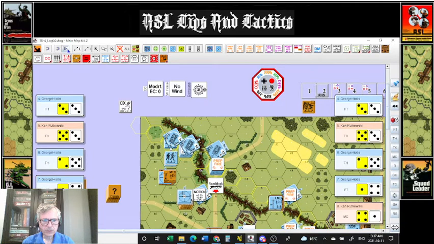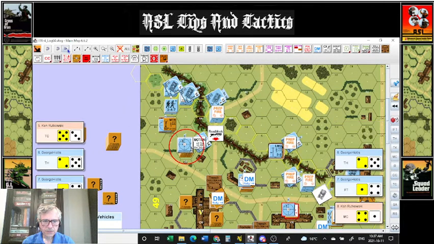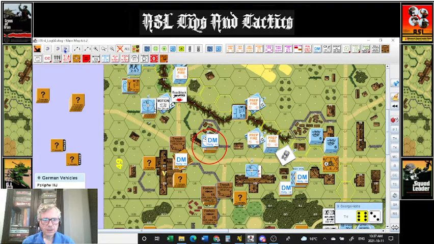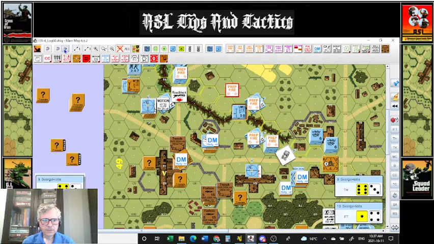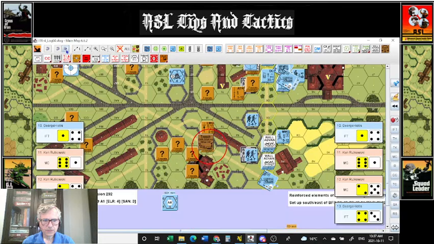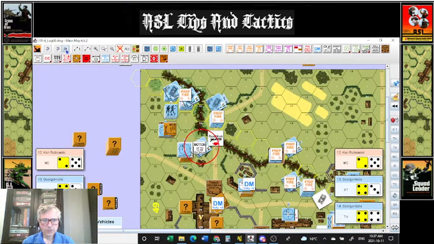Okay, and what is he doing? Somebody there prep fired. I think it was the tank. This guy's being invincible. Prep firing all over the place. Movement is around the corner.